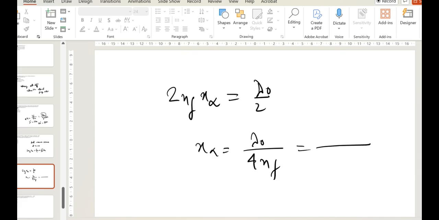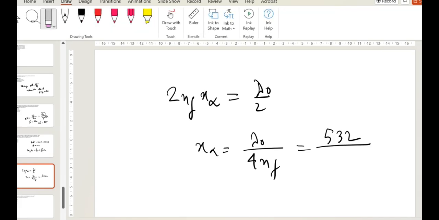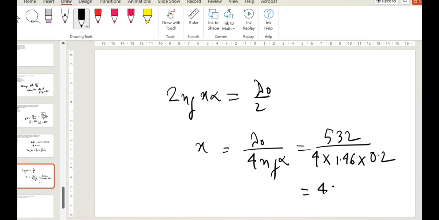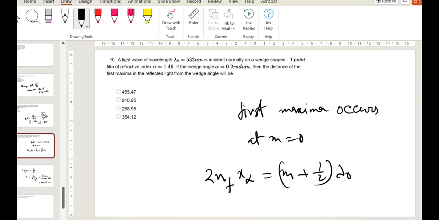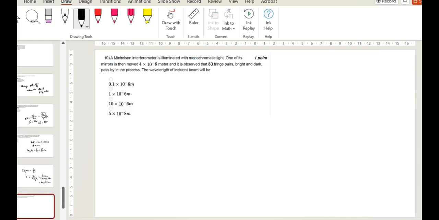And I put these values, that is 532, n_f is 1.46, alpha is 0.2 degree. We put all these values, we get 455.148 nanometer. So that is the right answer.